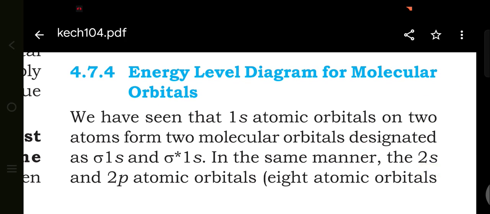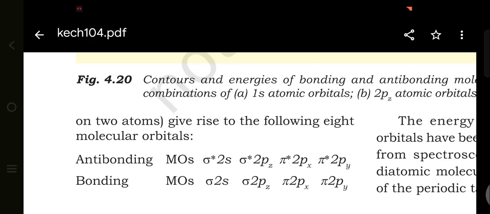Energy level diagram for molecular orbitals. We have seen that 1s atomic orbitals on two atoms form two molecular orbitals designated as sigma 1s and sigma star 1s. In the same manner, the 2s and 2p atomic orbitals on two atoms give rise to the following 8 molecular orbitals: antibonding molecular orbitals sigma star 2s, sigma star 2pz, pi star 2px and pi star 2py; and bonding molecular orbitals sigma 2s, sigma 2pz, pi 2px, pi 2py.